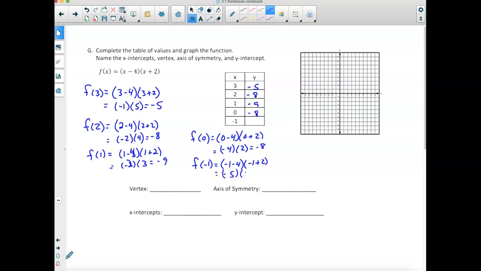times 1 equals negative 5. And the cool thing is I can see symmetry in my table here. If you can't see symmetry, you're going to see the symmetry here in your graph.